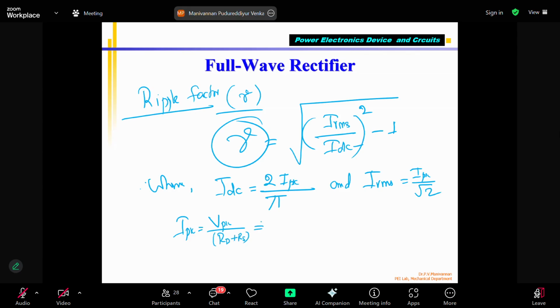Okay. This is in the no load condition. In the load condition, I peak equals Vp divided by RD plus RS plus RL, where RL is the load resistance. Okay, this is with loaded condition.